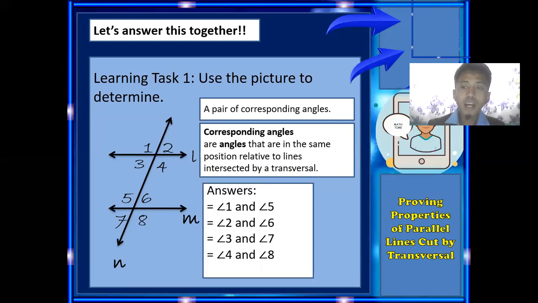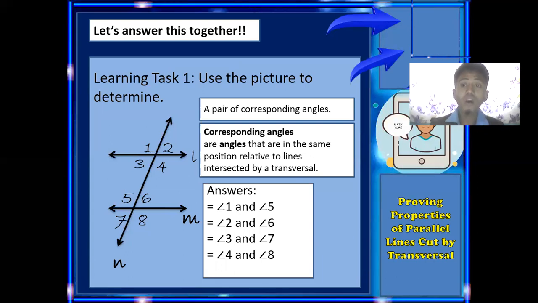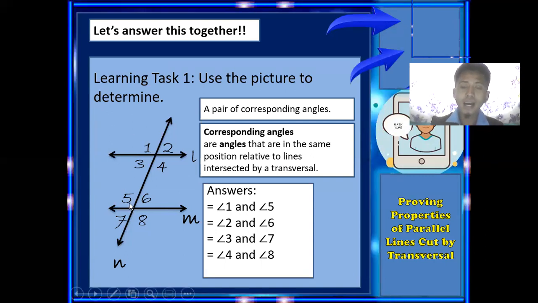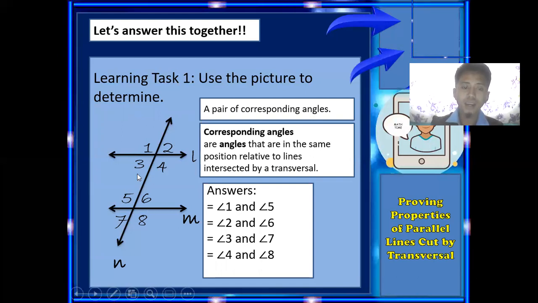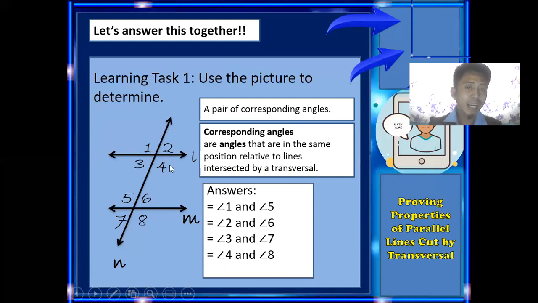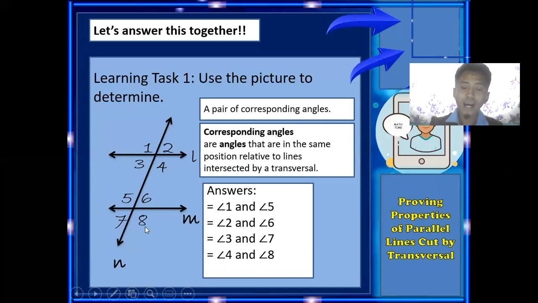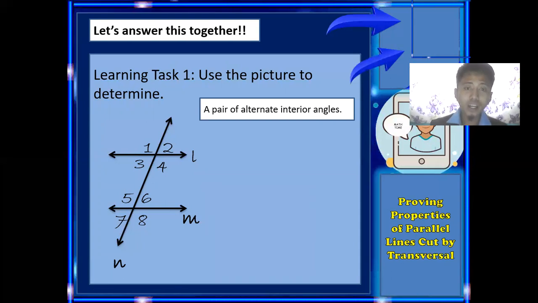So therefore, we can have this answer. The pairs of corresponding angles are, first, angle 1 and angle 5. Then angle 2 and angle 6 are corresponding angles. Then next is angle 3 and angle 7 are corresponding angles. Then next is angle 4 and angle 8 are corresponding angles. And then next, we should identify or determine a pair of alternate interior angles.